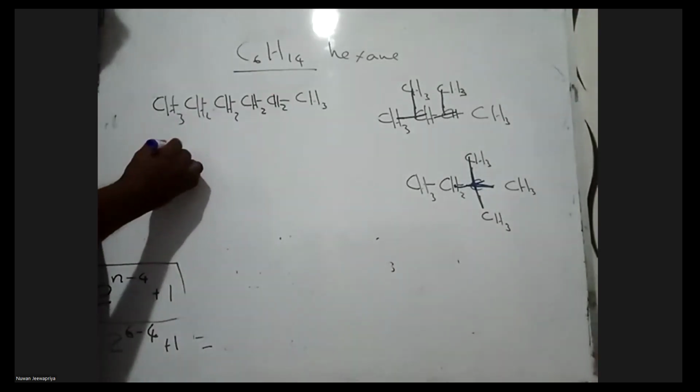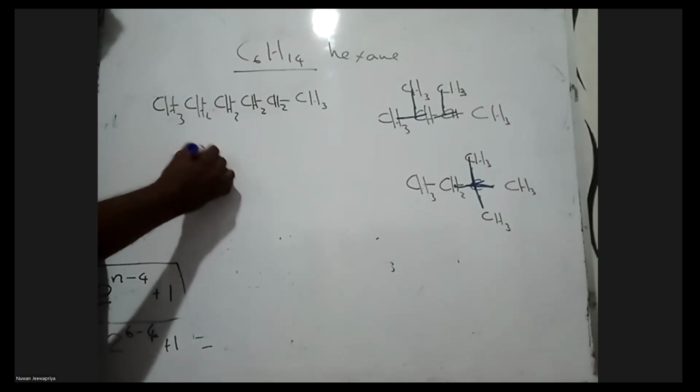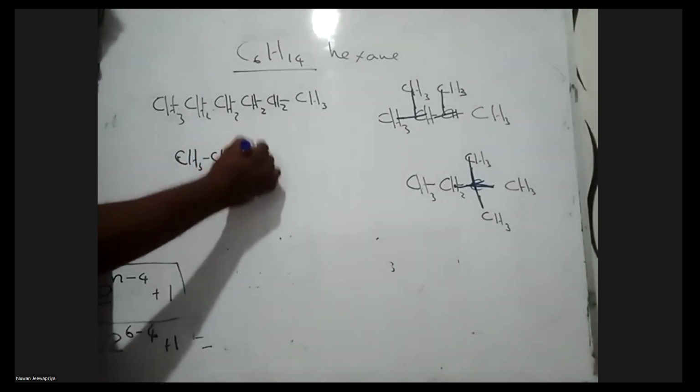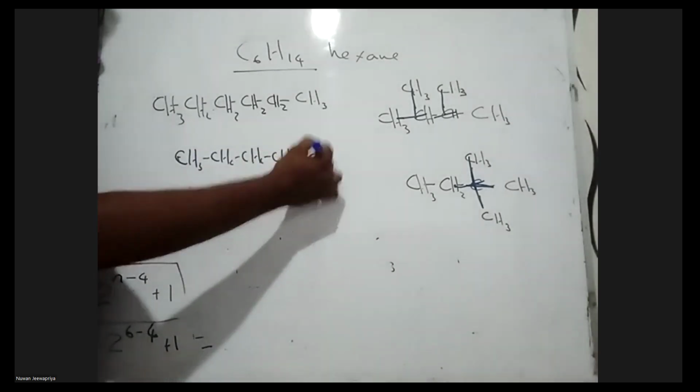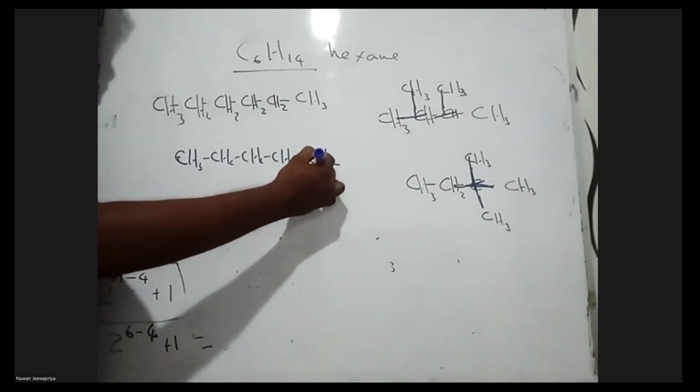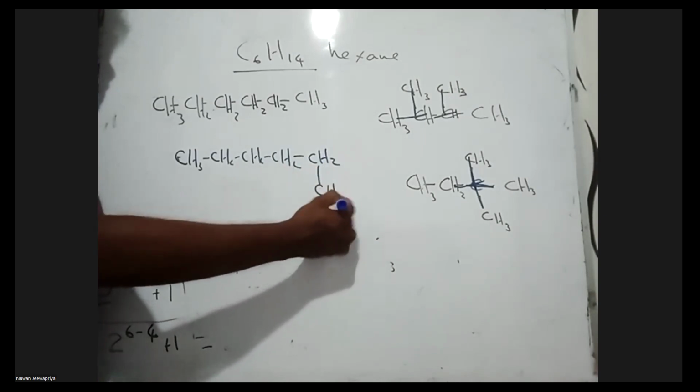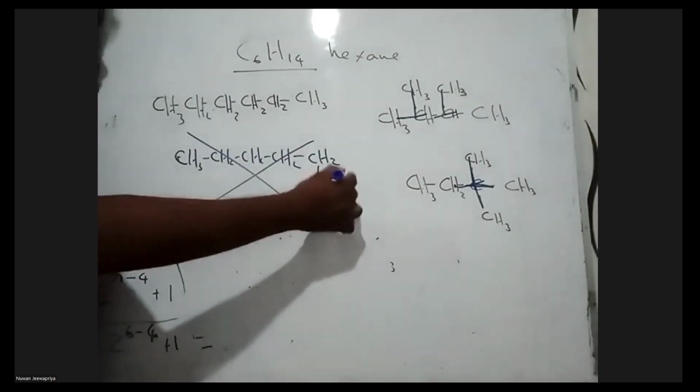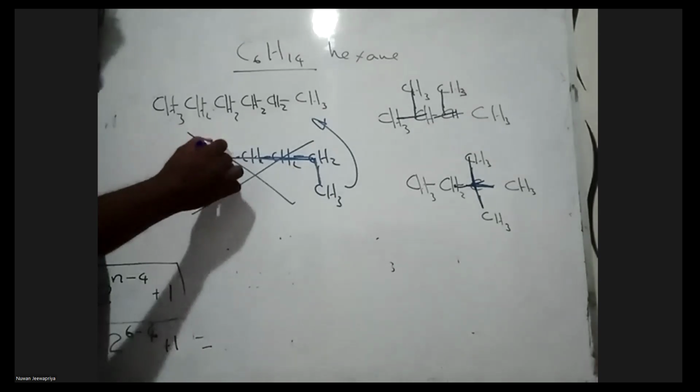Now for an example, see this one that you see on the board now. It has 1, 2, 3, 4, 5, 6. If you draw this one, CH3, CH2, CH2, CH2, 1, 2, 3, 4, the fifth one here, CH2. If you put it down, this is not a new isomer. It is the same as above. As you can see, the letter L is not a new isomer.